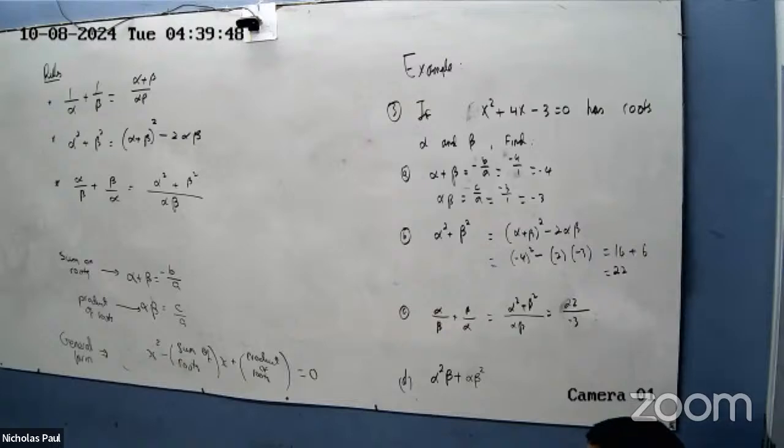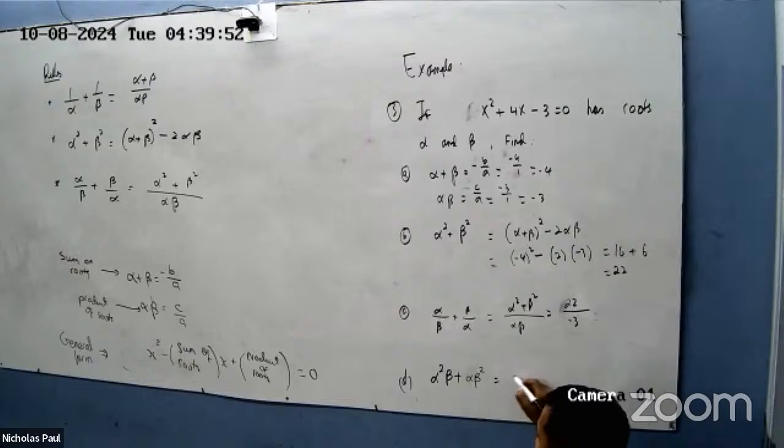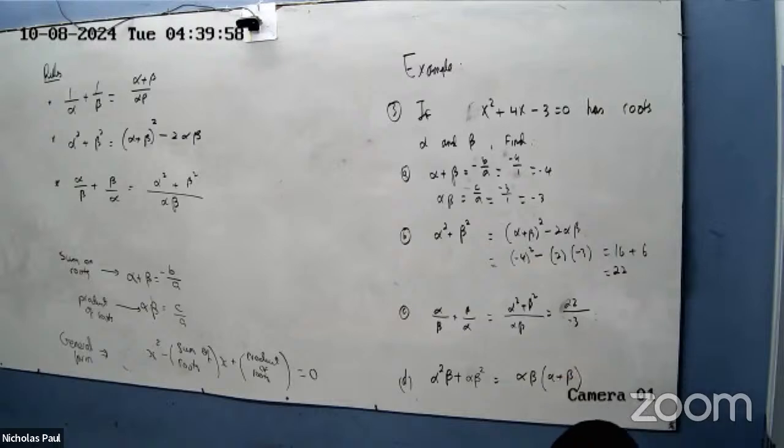So what you did, you factor out alpha beta. There you go. If you were to factor out alpha beta, you'll get alpha plus beta. Multiply this by this, Nathan. So you'll get... Multiply this by this. What you'll get.